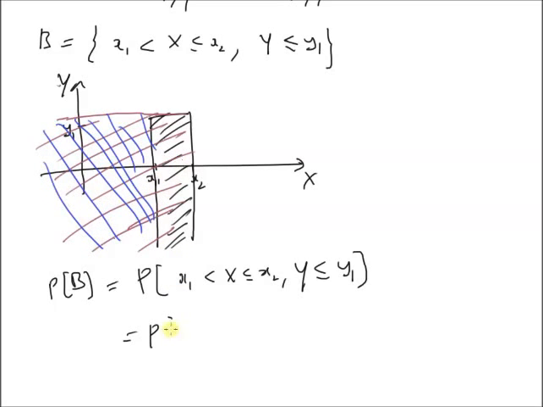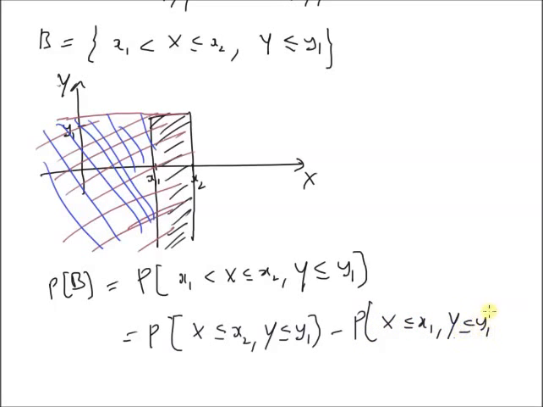The region in red corresponds to the probability of X less than or equal to x2, comma Y less than or equal to y1. And the region in blue corresponds to the probability that X is less than or equal to x1, comma Y is still less than or equal to y1. So the probability of event B is defined by the difference between these two probabilities, which are represented by these two regions, and this is equal to the joint probability at x2 comma y1 minus the joint probability at x1 comma y1.